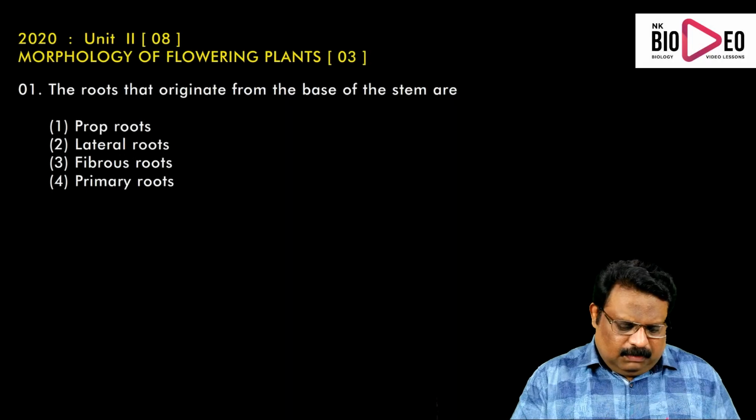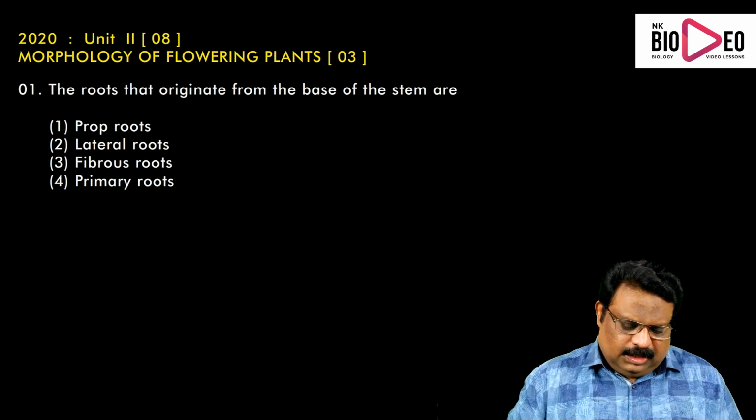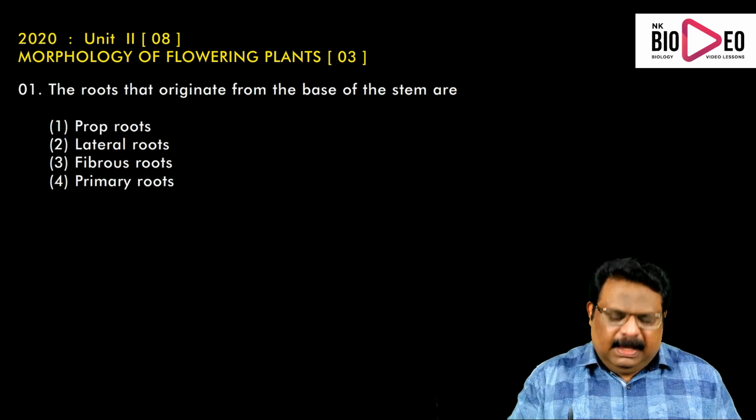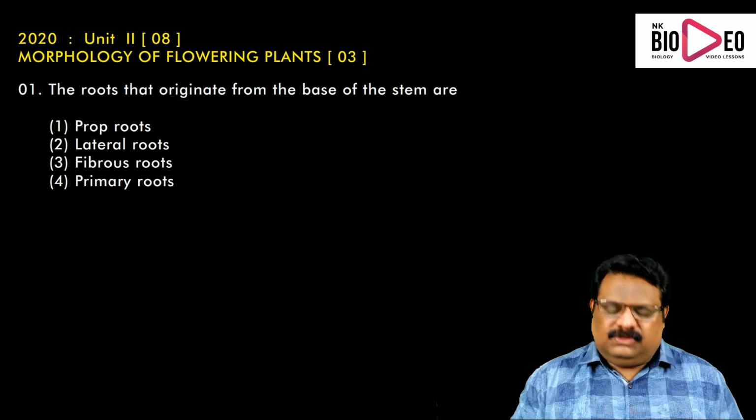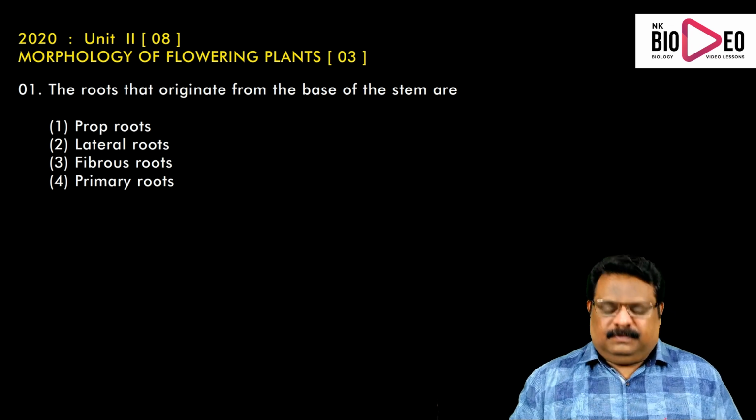The first question, the morphology of flowering plants. 3 questions were there. Out of the 3 questions, the first question: the roots that originate from the base of the stem. It's a direct question. Prop root, lateral root, fibrous root, primary root.